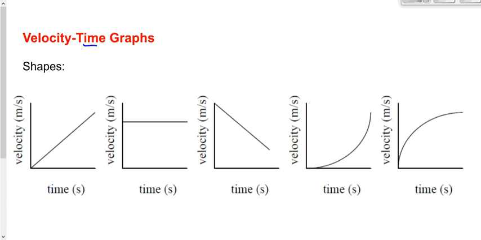We saw position time graphs of the exact same shape a couple weeks ago. What I want to do today is spend just a couple of minutes reviewing those position time graph shapes and then relating them to these new velocity time graph shapes. So what you see written in blue in just a moment will represent what this graph would be if it was a position time graph, and what you see written in red underneath will be what the velocity time graph represents. All right?